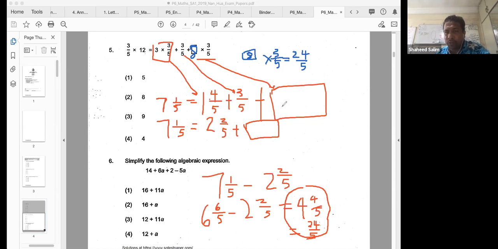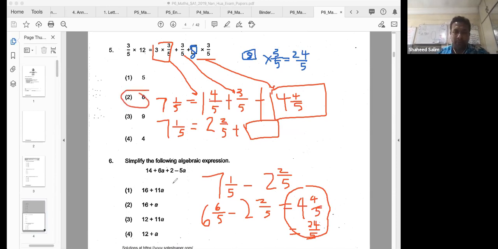How to find out this last one, the total value? 7 1/5 minus 2 2/5. This one must be 4 4/5. But to find the 4 4/5, we must change it to improper fraction, which is 24 over 5 down here. Then we can see what number must times 3 to get 24. A little bit complex, a little bit tedious, so the answer down here is number 8.